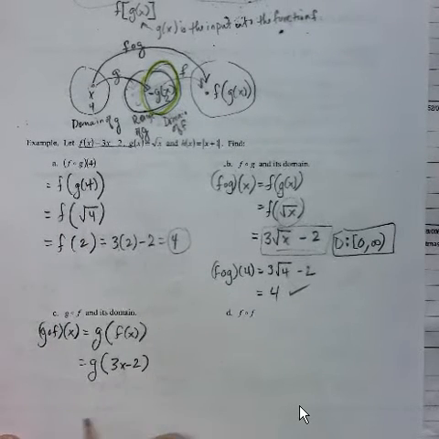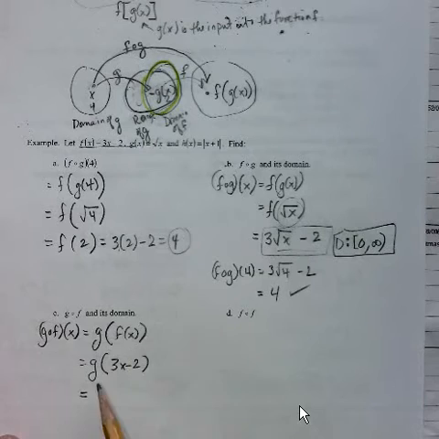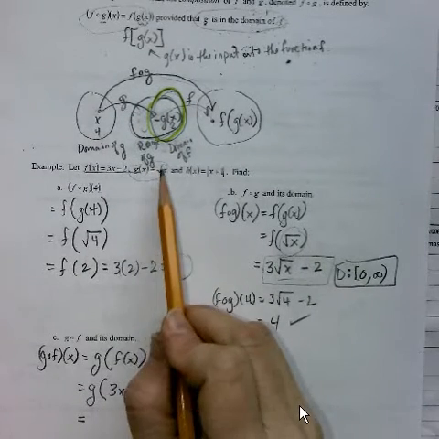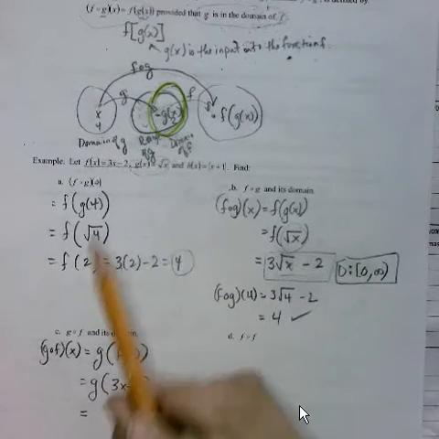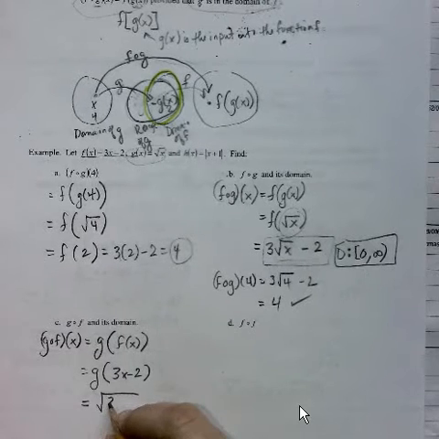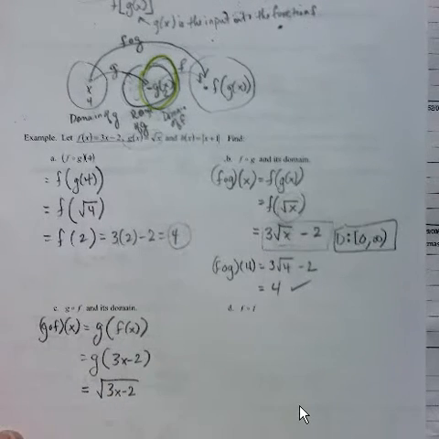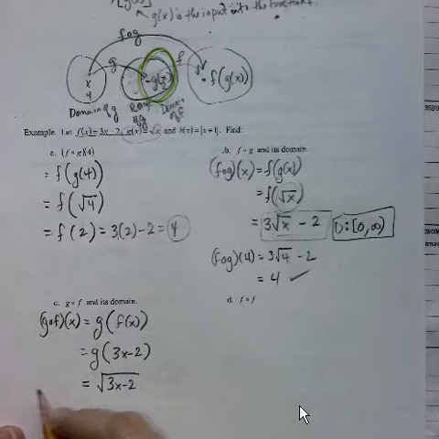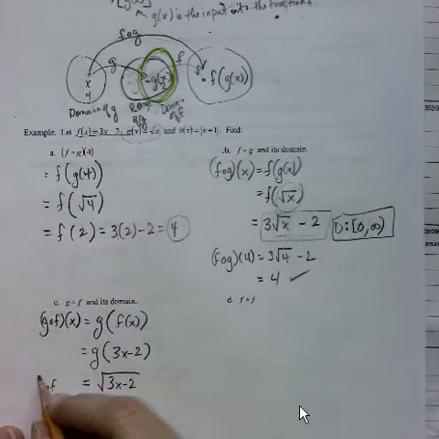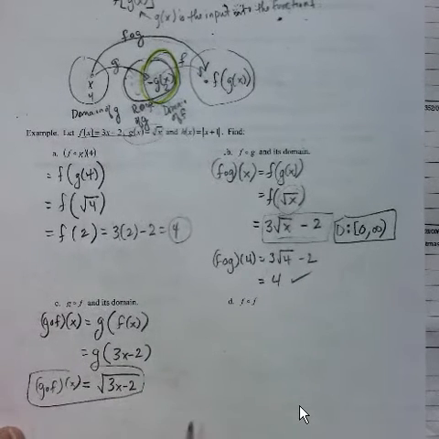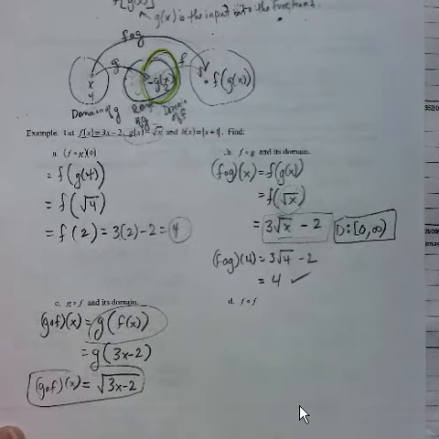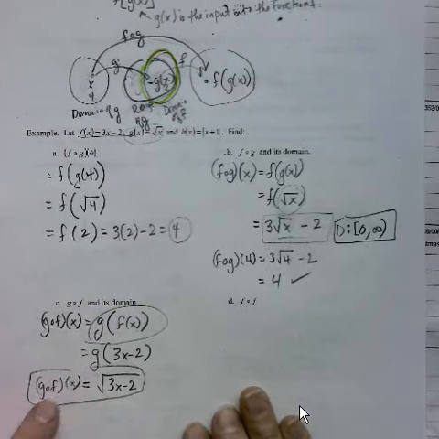And then we're going to plug that into g. So here's g. It's the square root of x. So the square root of whatever the input is, which is 3x minus 2. So there's our g composed with f at x. So again, this is the name of the function. This is telling you how to find the function. Okay, so if you're going to label this, that's what you would do. Notice that's not the same as this.